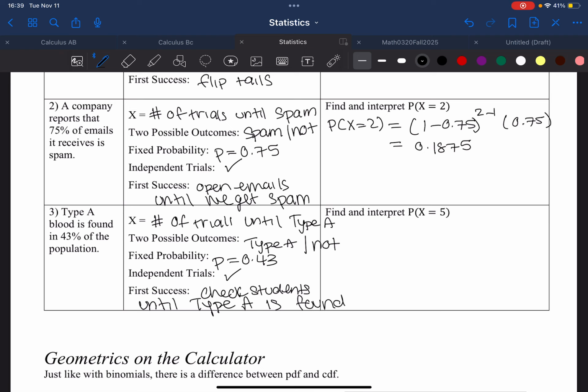So it says find and interpret the probability that X is equal to 5. Well, the probability that X is equal to 5 is equal to the probability of failure, so 1 minus 0.43, to the power of the number of trials, so 5 minus 1, times the probability of success, which is 0.43. So this gives us 0.045, or in other words, the probability that you don't have a student with type A blood until your 5th student is about 0.045, or about a 4.5% chance.